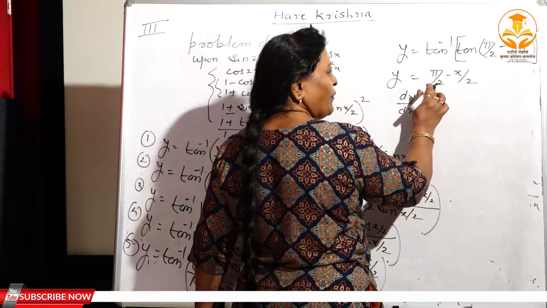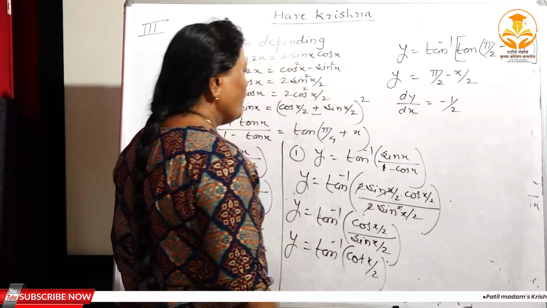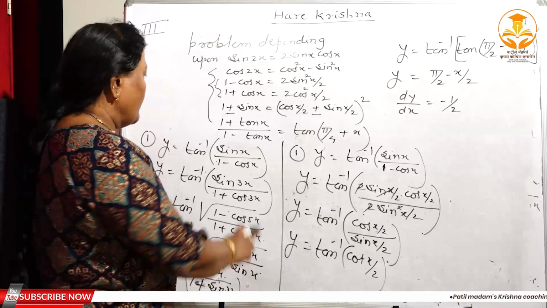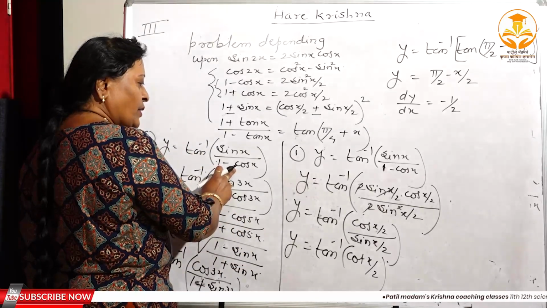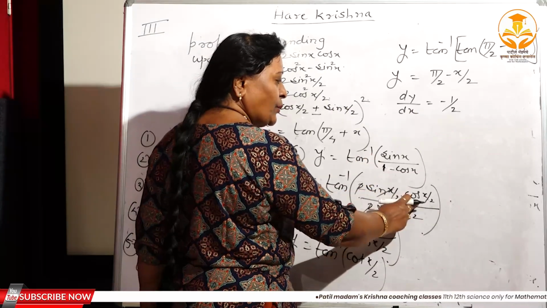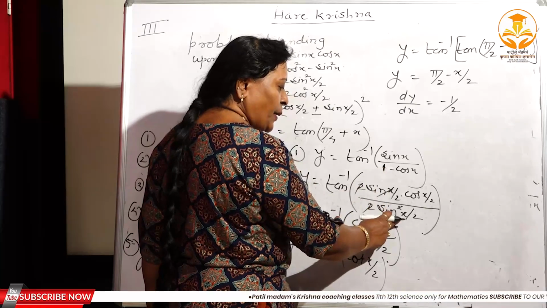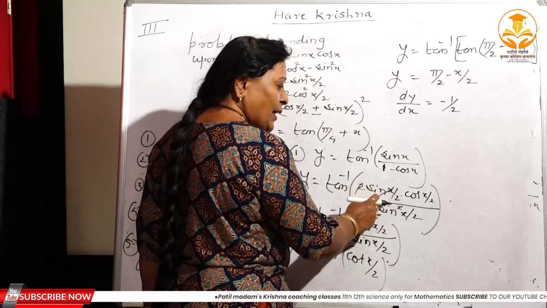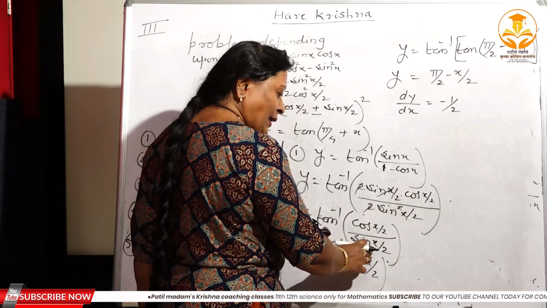What is the derivative of pi by 2? 0. And what is the derivative here? Minus 1 by 2. Therefore here you have got the first one, that is tan inverse of sin x divided by 1 minus cos x. That is nothing but sin x you can write as 2 sin x by 2 cos x by 2. Here you have to use the evergreen formula 2 sin square x by 2. 2 gets cancelled. Sin x by 2, sin x by 2 get cancelled. Cos x by 2 divided by sin x by 2.